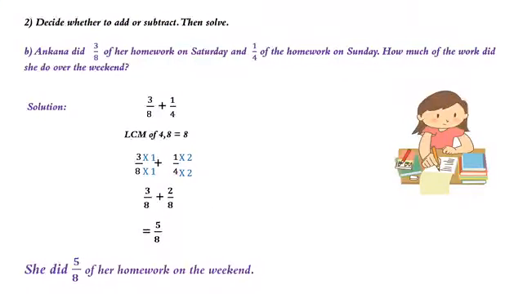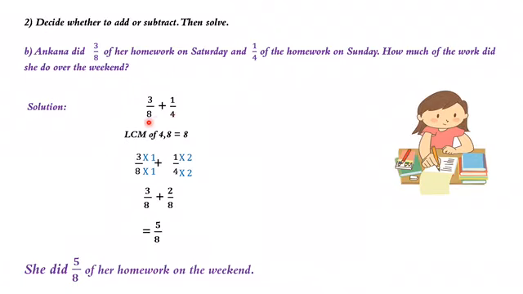See, second question, part B. Ankana did 3 by 8 of her homework on Saturday and 1 by 4 of her homework on Sunday. How much of the work did she do over the weekend? So basically we have to combine her work on both the days. Combination is addition, students. So we have to add 3 by 8 and 1 by 4.